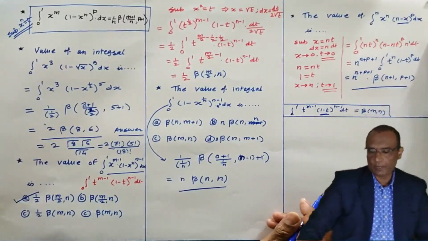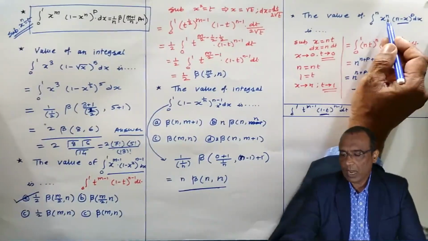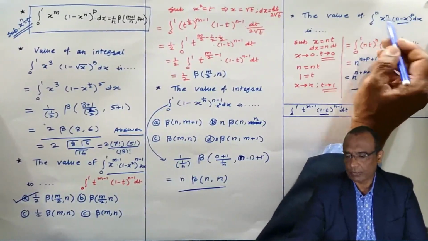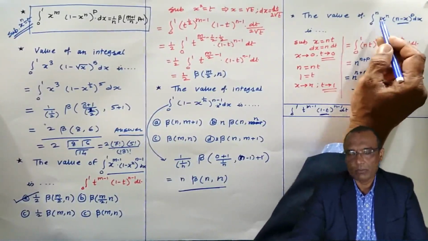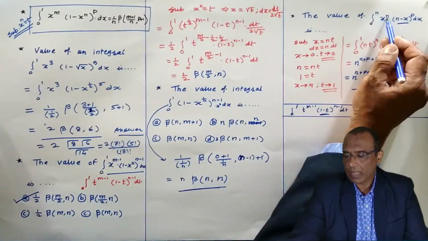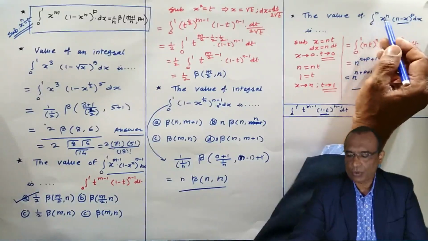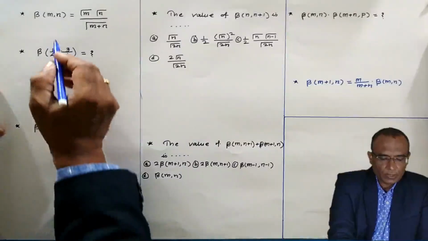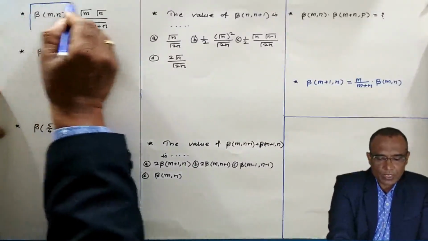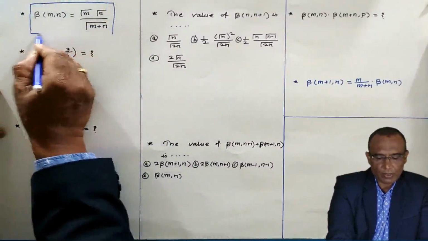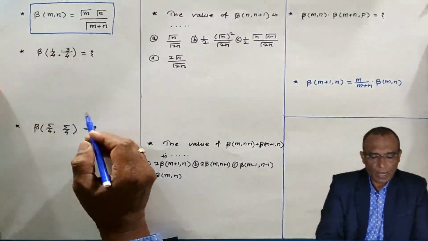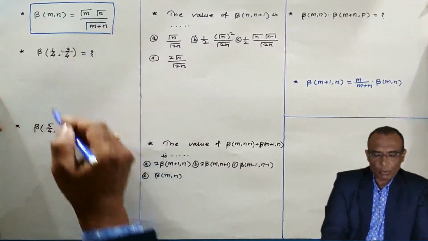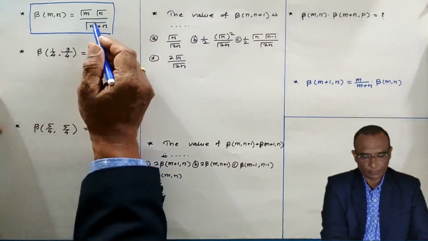But in examination, this n and p may be replaced by any other fixed constant. Once again I repeat, instead of this n, p and n, you will be given fixed constants. Now, the next problem, this formula. This is the relationship between beta and gamma function. In examination, one of the problems may be asked on this one.